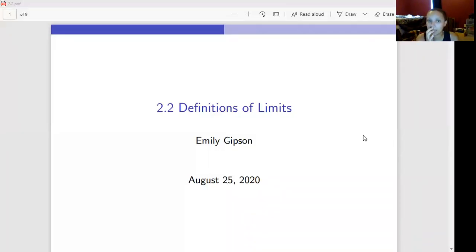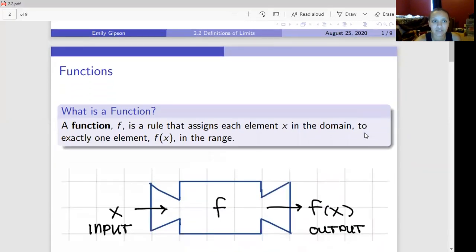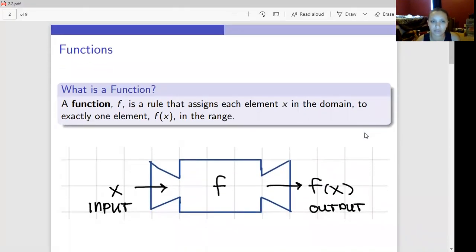Hello, let's get started with section 2.2, definition of limits. And we're actually going to start with some foundational material. And that material is just going to be a review of functions. So what is a function?